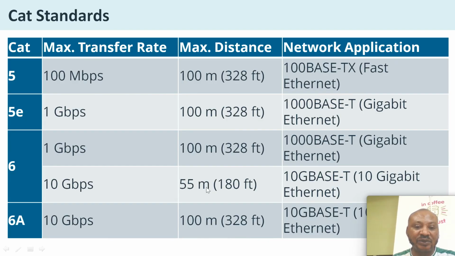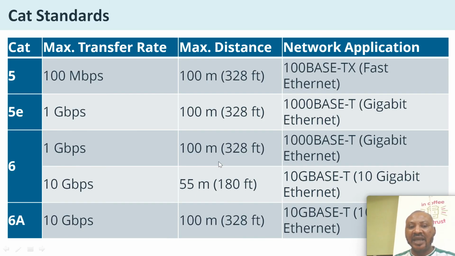Then these are the distances which you can go. So if you are going to use Category 6, just be sure that you have between 100 meters and 55 meters. You have to be sure what you're buying. So if you're going to buy 10 gigabit, you have to opt for the one of Cat 6 that can go for 55 meters, right? So that is the maximum distance. Or if you are going for 1 gigabit, it's going to give you 100 meters. I'm sorry, for 10 gigabit it can give 55 meters, right? While for 1 gigabit it gives you 100 meters.